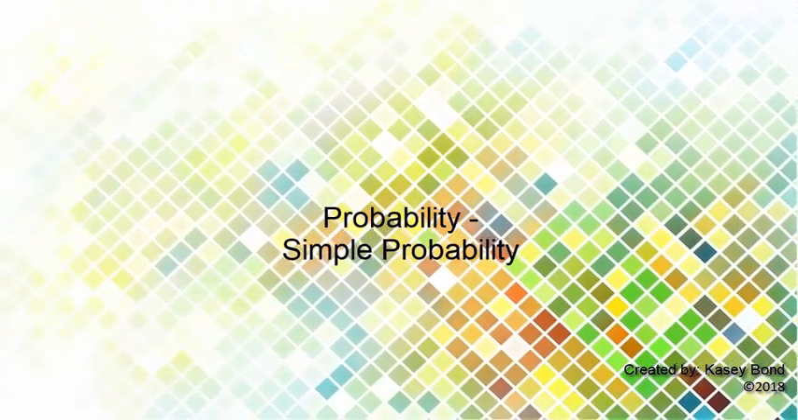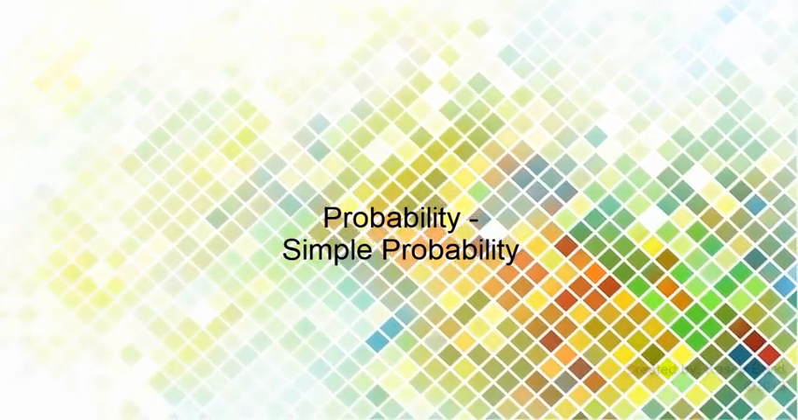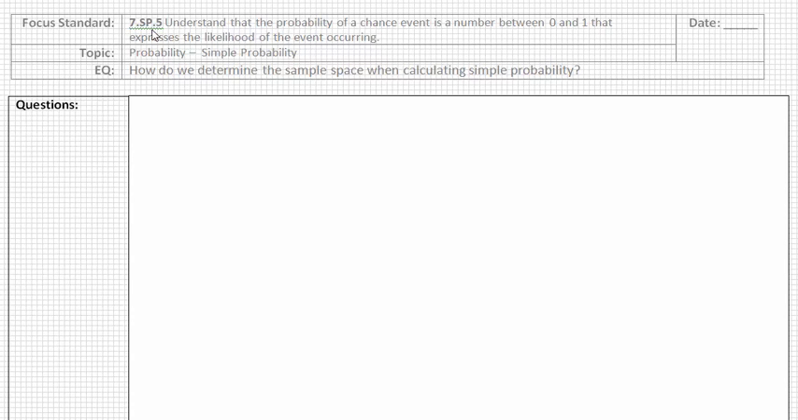For today's lesson, our focus standard continues to be from Grade 7, Statistics and Probability, Standard 5. Understand that the probability of a chance event is a number between 0 and 1 that expresses the likelihood of the event occurring. Our topic from the unit on probability today is simple probability.